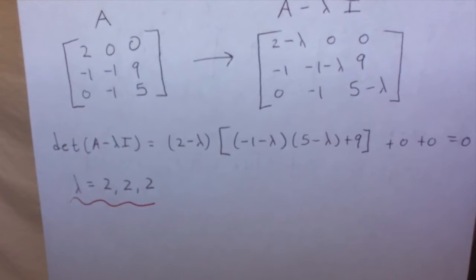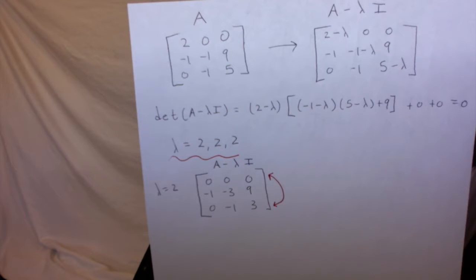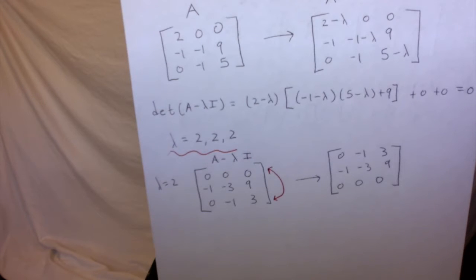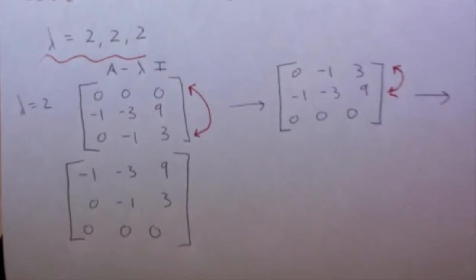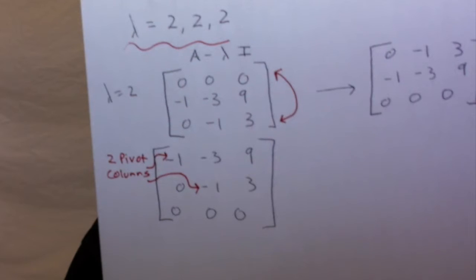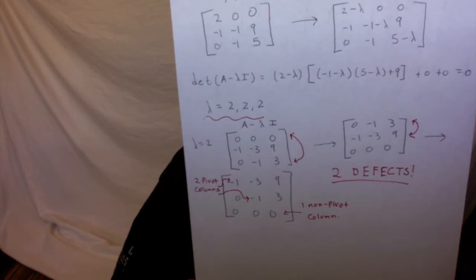So you plug 2 into A minus lambda I and end up with this new matrix. You don't have to, but I switched the rows around to make it look more similar to matrices we're used to. There are 2 pivot columns and 1 non-pivot column. That means that there's only going to be one eigenvector because the dimension of the null space will be 1, since there's only one non-pivot column. This gives us 2 defects, and this is an issue.